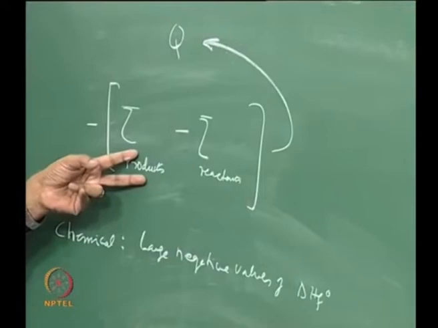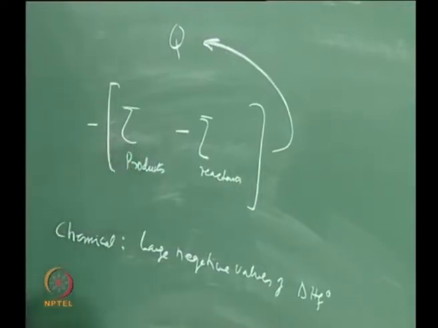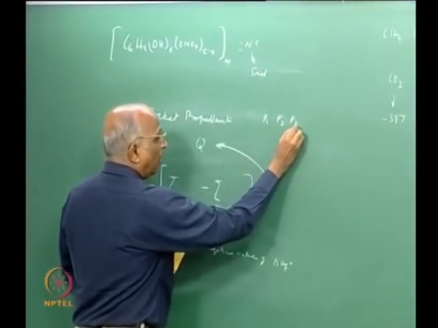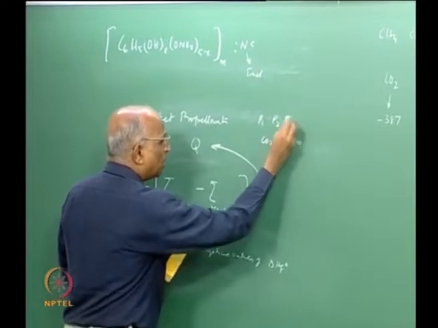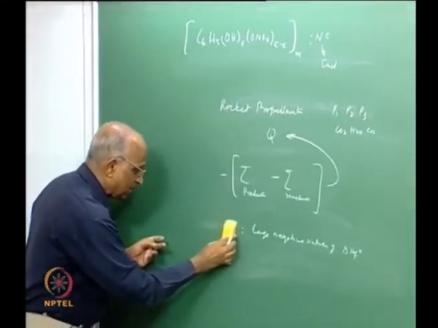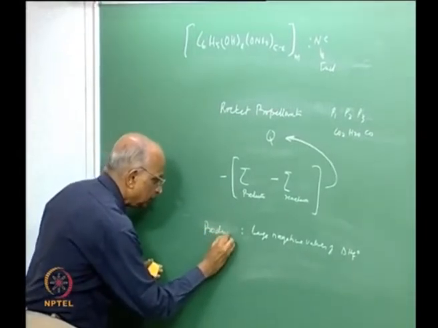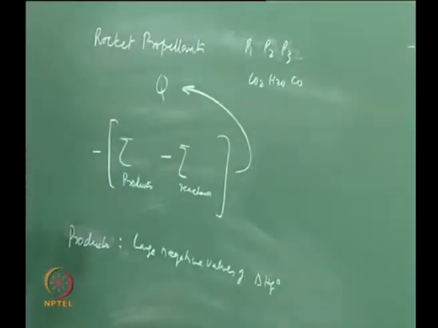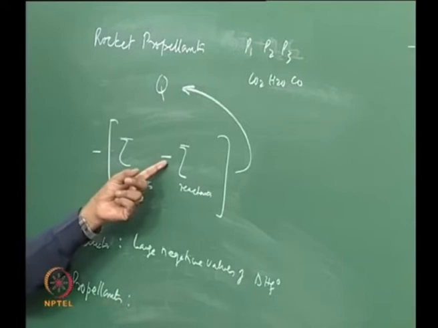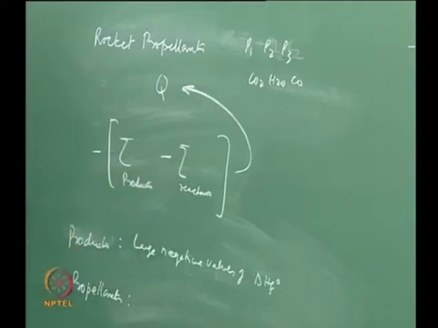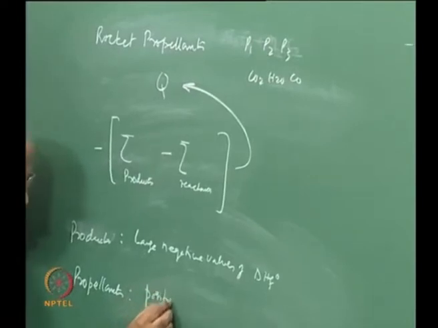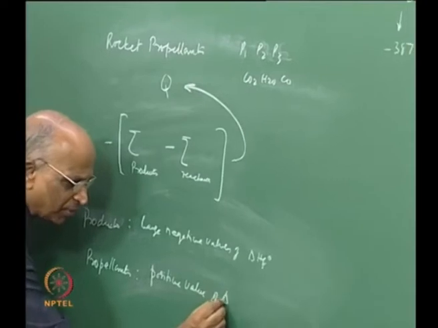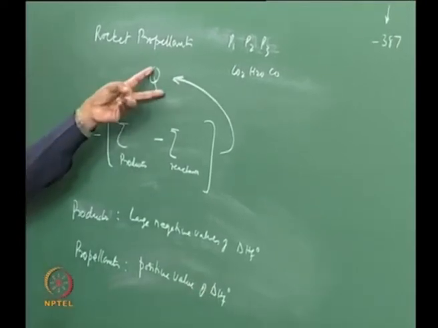Mind you, what do I say products? By products, I am not talking of chemicals, I am talking of maybe P1, P2, P3, or rather I am looking at CO2, H2O, CO. What are the products formed? The products must have, I should write this as products having large negative values of heat of formation. Is it okay? Similarly, if I talk in terms of the reactants, which are essentially the propellants, what should they have? Minus and minus becomes plus. Therefore, if the reactants would have positive values of heat of formation, it is better for me, because I have a more positive number.